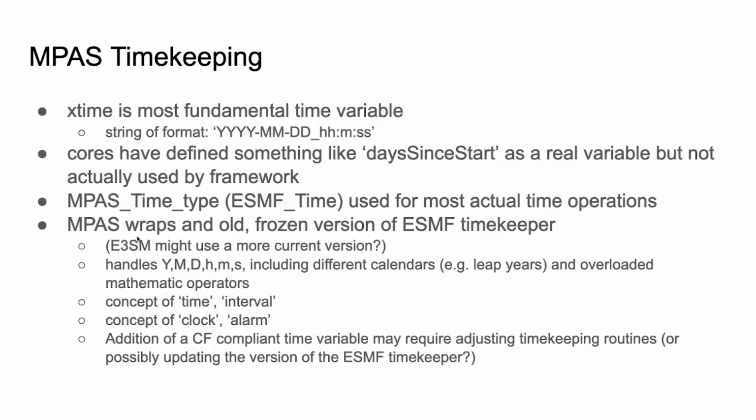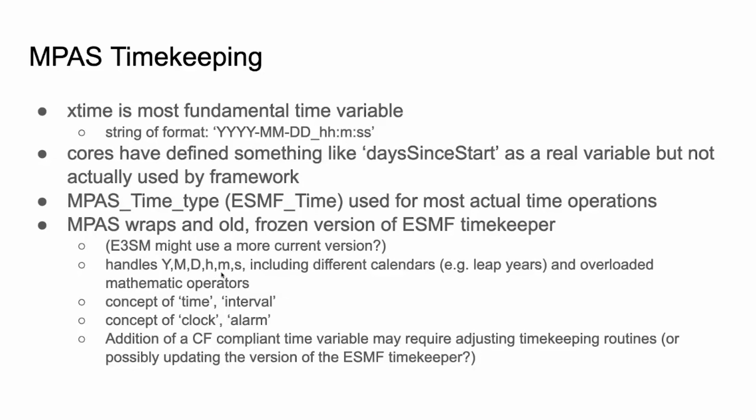And this MPAS time type slash ESMF time type handles year, month, day, hour, minute, seconds as distinct components of a time. And it includes different calendars, like whether or not you have leap years. And it has overloaded mathematic operators so that you can subtract two instances of this time type and get an interval that represents the duration of time between them.